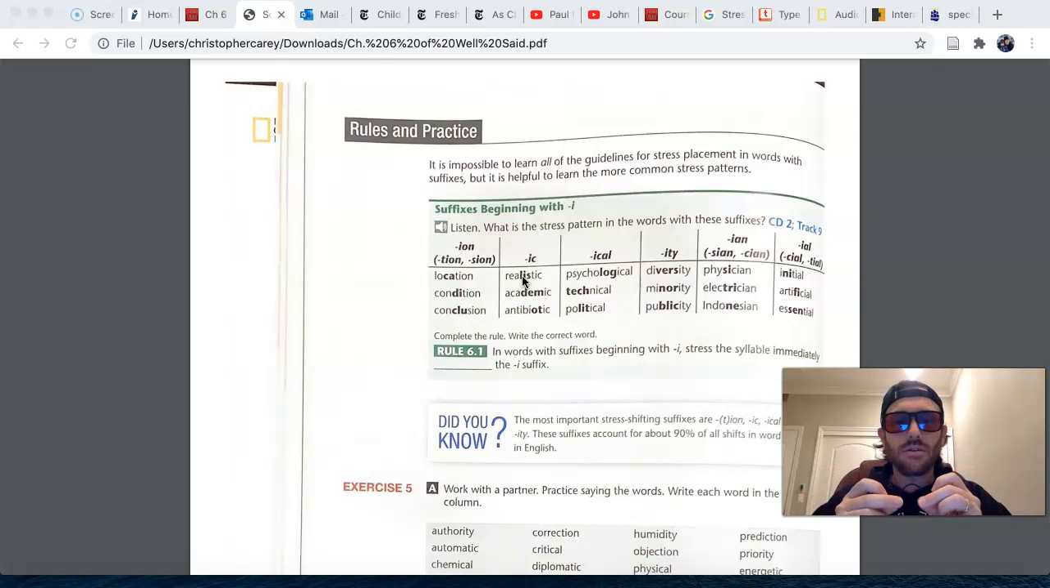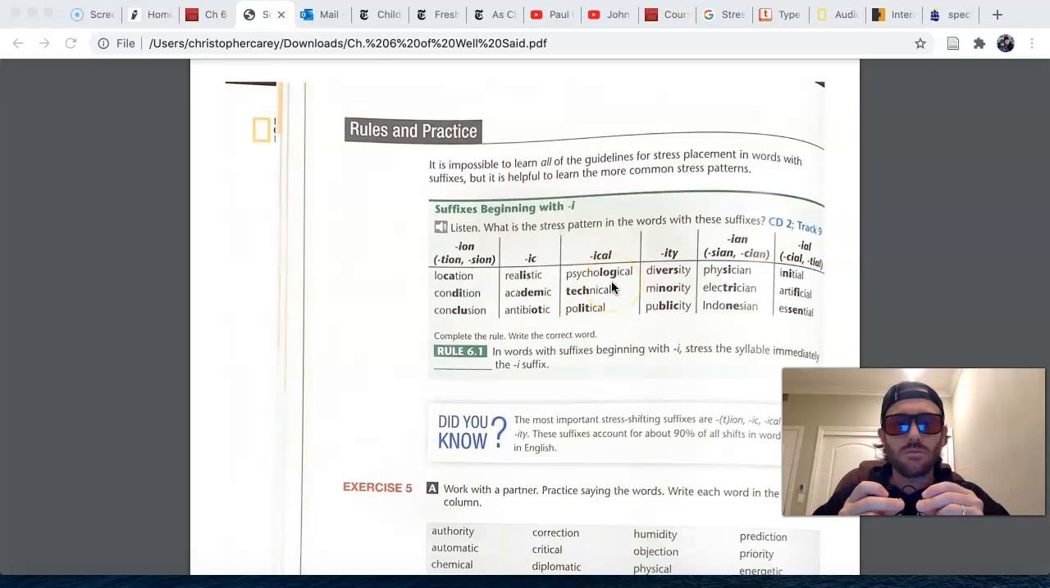Realistic, academic, antibiotic. That one's a tricky one because you have a lot of stressed syllables, a lot of secondary stress in this word, antibiotic. All right, here we go.